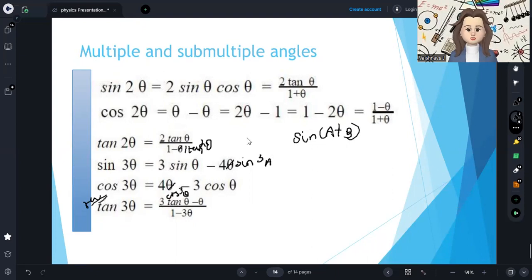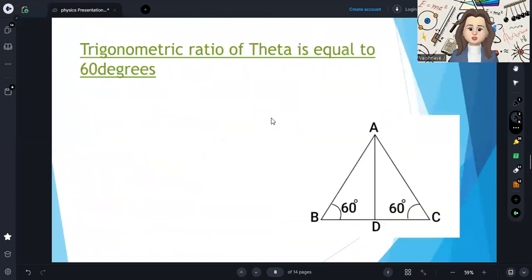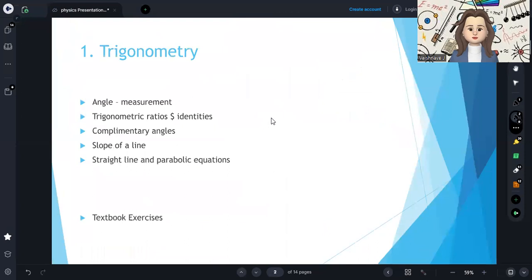Okay. So we are done with multiple and submultiple angles, and our trigonometry half part is done. Now we are done until this. In my next video, we're going to see about slope of a line and straight line equation and textbook exercises.